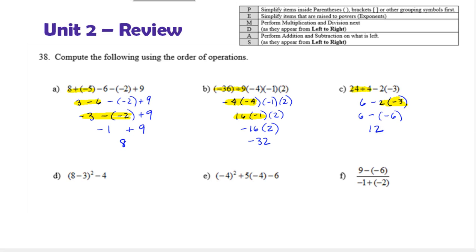Let's look at the next one. So here we have parentheses, and we do parentheses first. So I'm going to start with this 8 minus 3. So 8 minus 3 is 5 squared minus 4. Next, we would do any exponents, and we do have an exponent. 5 squared is 25 minus 4. Now our only operation left is subtraction, so we do that last. 25 minus 4 is 21.